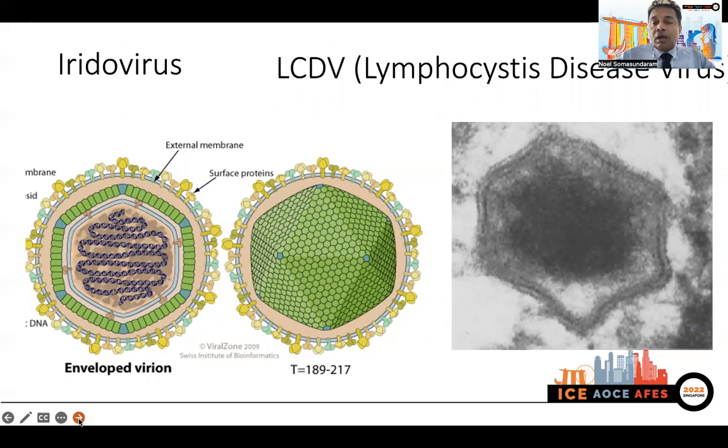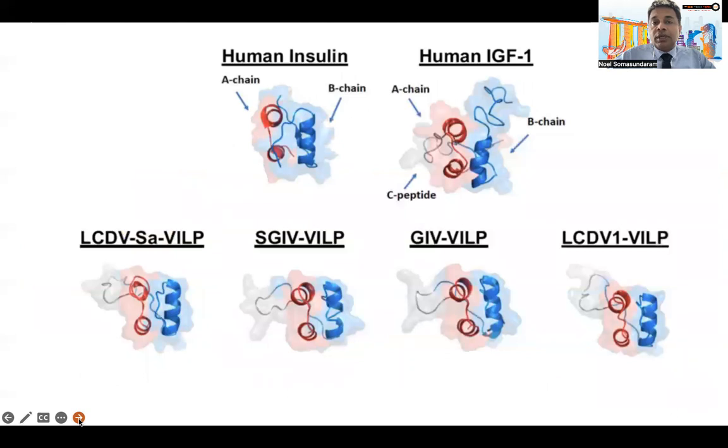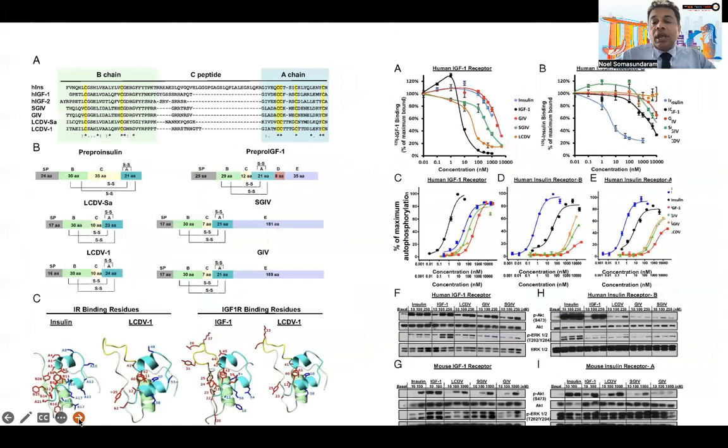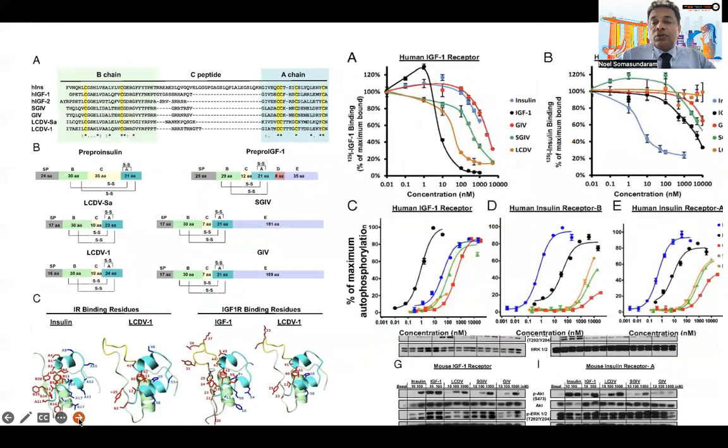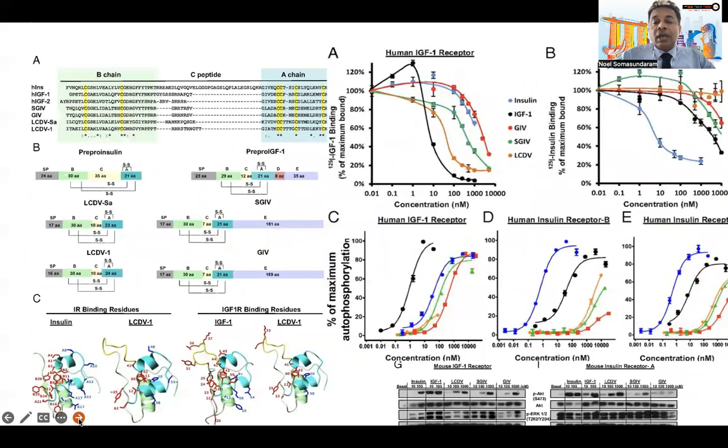Both of them are known to produce insulin-like molecules. As you can see at the top, the human insulin and the human IGF, and at the bottom, the viral-coded proteins that look alarmingly similar to human insulin or human IGF-1. And functionally, as you can see from this elaborate study, they almost mimic the action of human insulin and human IGF.